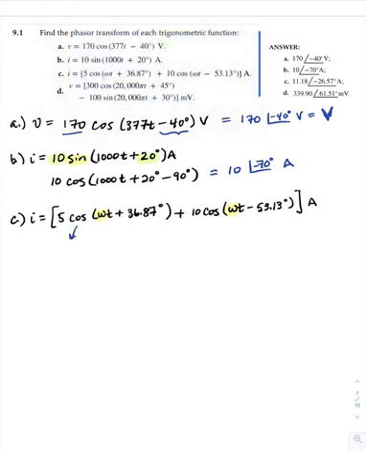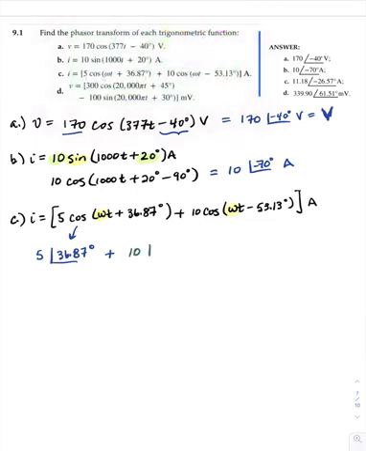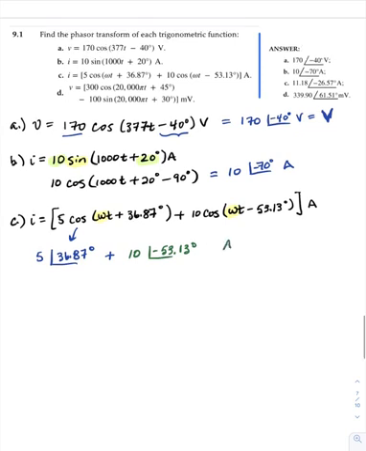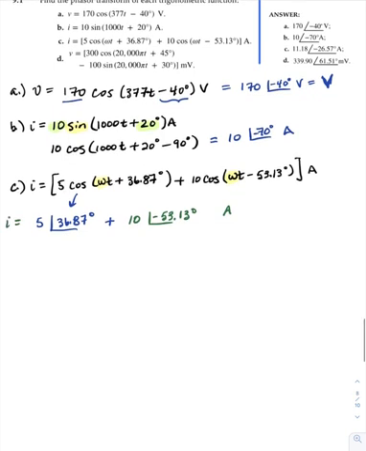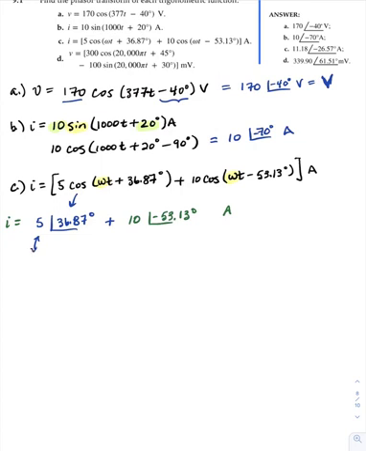So this one would be 5 angle 36.87 degrees plus 10 angle minus 53.13 degrees. Okay, so let's add those two together. To convert from polar to rectangular, we take the magnitude. So this is polar, and I want rectangular so I can add easily. If I was doing multiplication and division, I could easily do this in polar form, but addition and subtraction is easier in rectangular form.